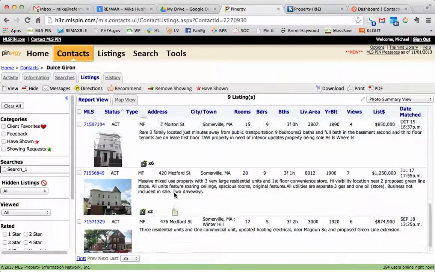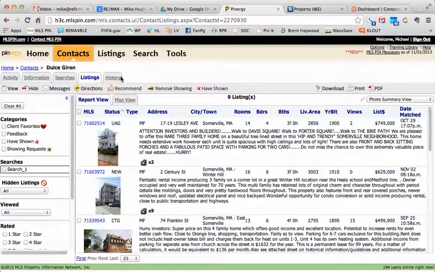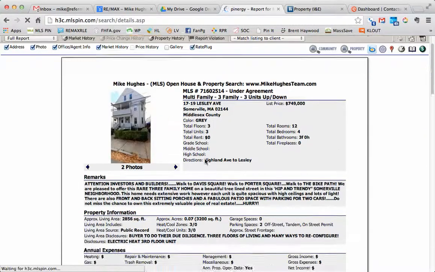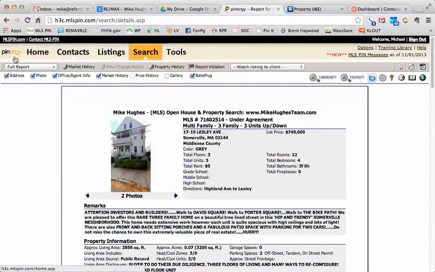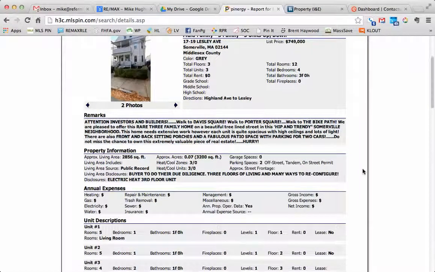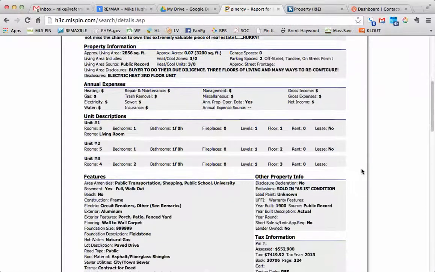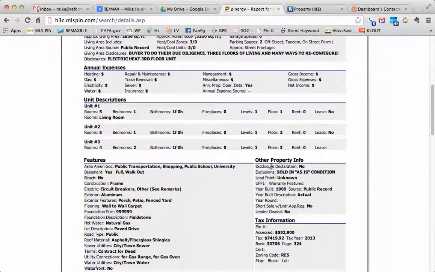Now, the most important thing that you can know about the MLS is that as an MLS member, there are different rules that we have to follow, okay? And there are different penalties for not following the rules. So I'm going to just pop into this one. You can see, sometimes I get calls from people asking, when can we see the house? Are there any disclosures? Here you can see that there's no disclosures, okay?